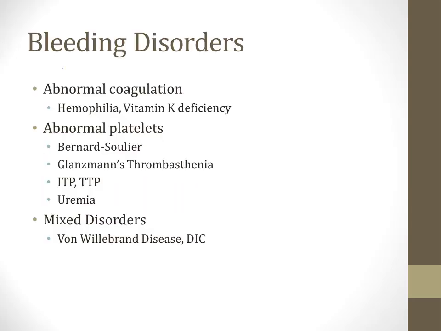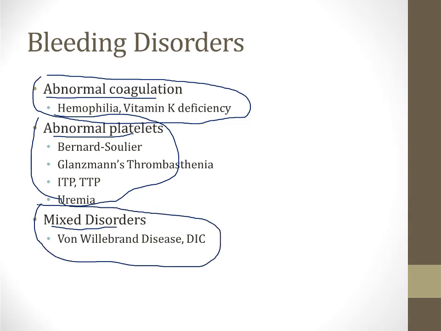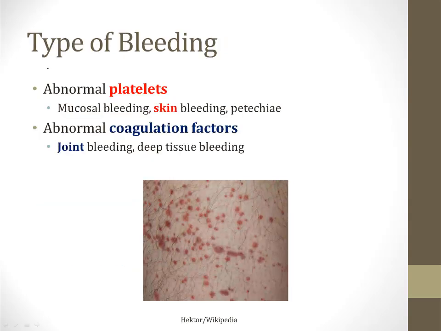An easy way to group bleeding disorders in your mind is to think of them as those that result from abnormal coagulation, those that result from abnormal platelet function, and those that are a mixture of the two. In another module I talked about abnormal coagulation, bleeding disorders like hemophilia and vitamin K deficiency. In this module I'm going to talk about platelet disorders and also disorders that involve a mixture of the coagulation system and the platelets. Let me first give you a rule of thumb related to the types of bleeding that occur in different bleeding disorders.